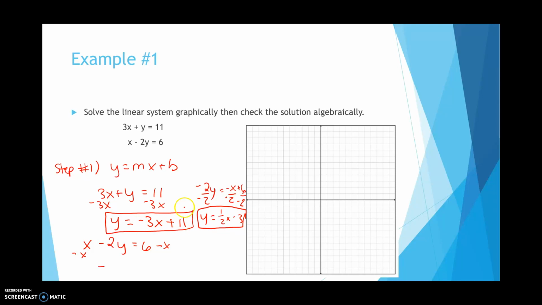First, for the first one, we'll start at positive 11. 1, 2, 3, 4, 5, 6, 7, 8, 9, 10, 11. Since I'm cutting it close on the graph with going off the graph, we'll go down 3, to the right 1, and I'm just going to keep going down 3, to the right 1. It might be helpful to graph a few points here. I'll draw my straight line.